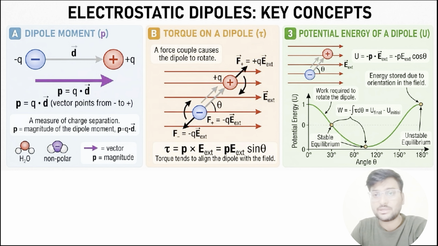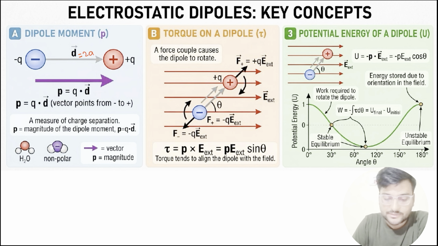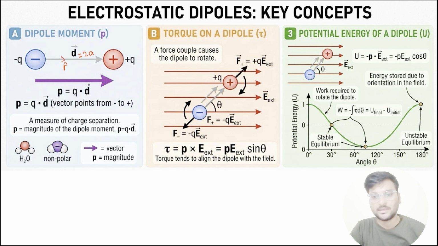So a dipole is the setup of two charges having the same magnitude, and the distance between them is either d, or we can say 2a. The dipole direction is from the negative to the positive charge. Clear to all of you?